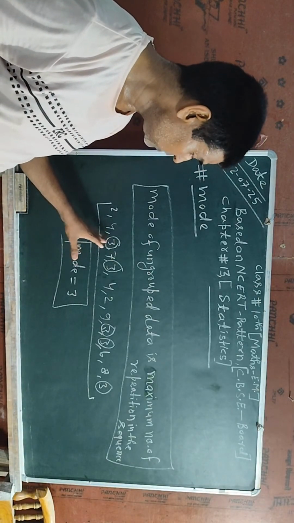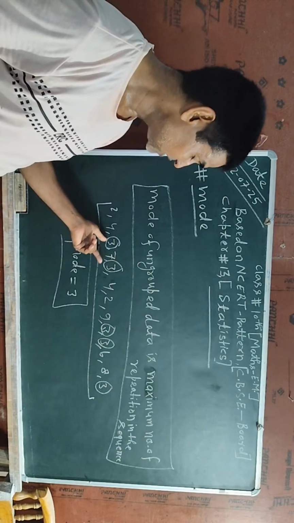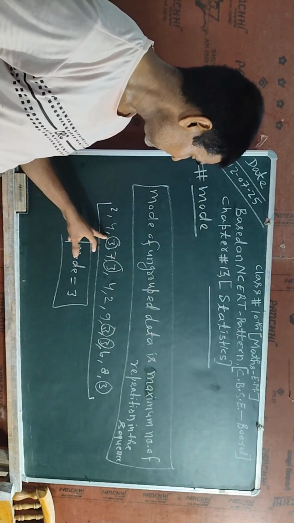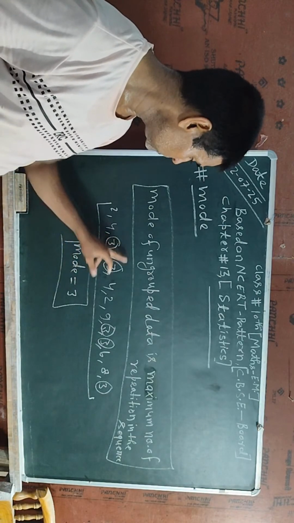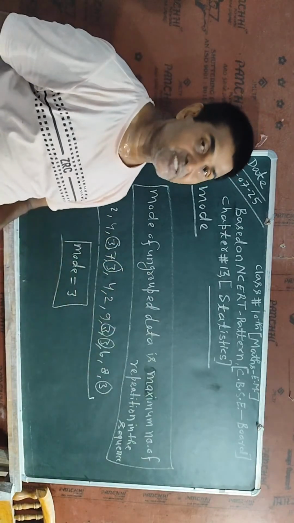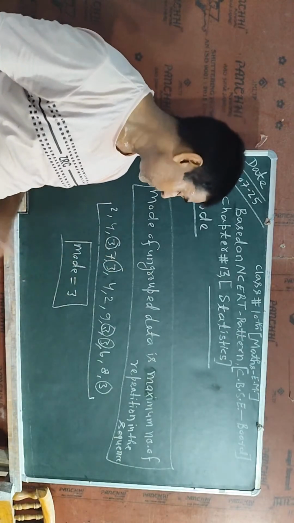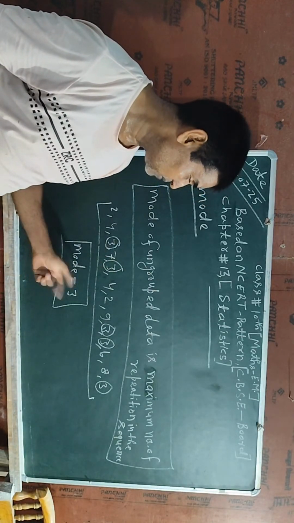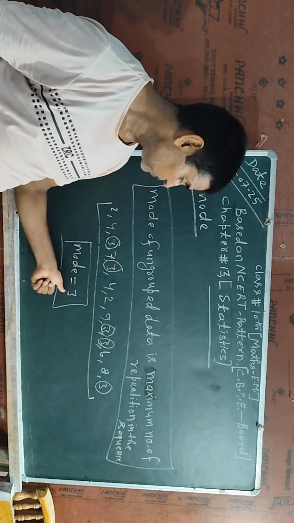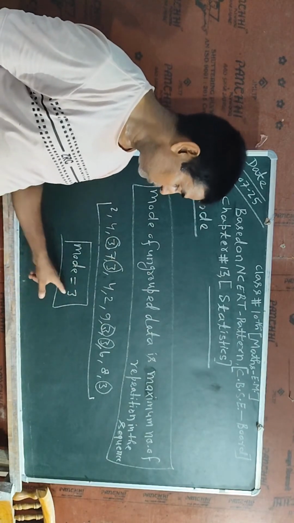So we only have to take the maximum number of repetitions. 3 has the maximum number of repetitions, 1, 2, 3, 4, 5, that is 5 times. So the value 3 is repeated 5 times, and its mode value will be 3.